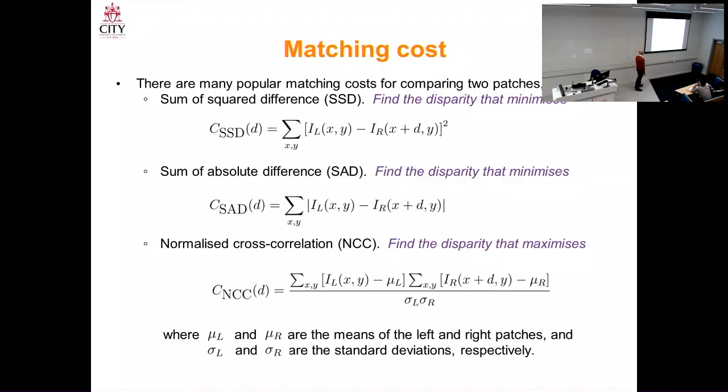A different approach is to use the sum of absolute differences, and this is pretty similar, except we're using an absolute value. There's also the normalized cross correlation. You might see this in a textbook as well. It's a little more complicated, but essentially you're subtracting the mean from your left patch and dividing by the standard deviation, and then the same thing with the right patch: subtracting out its mean and dividing by its standard deviation. So it's a bit normalized. These are different ways in which you can compute whether the patches match or not.